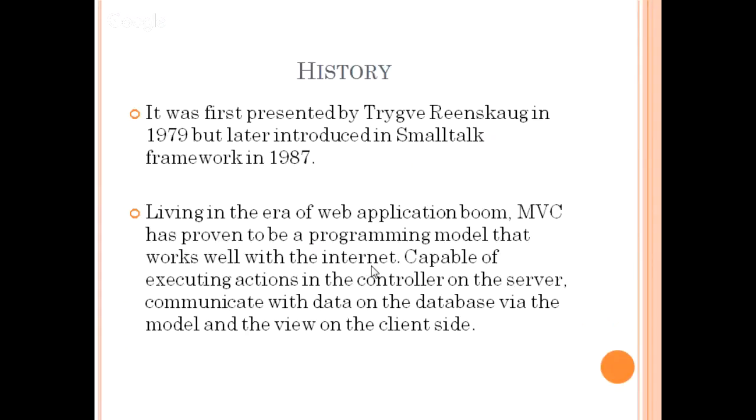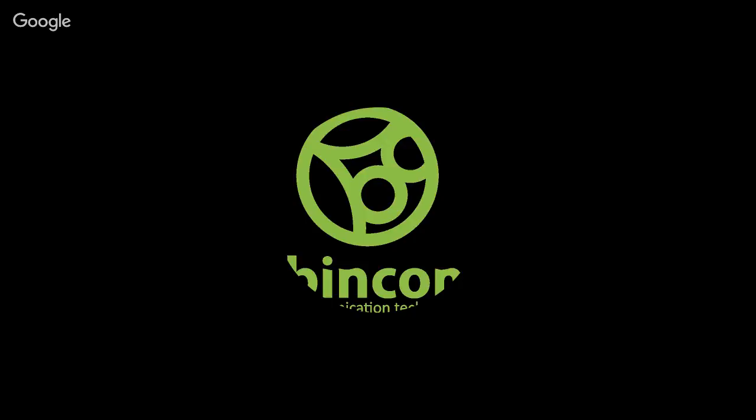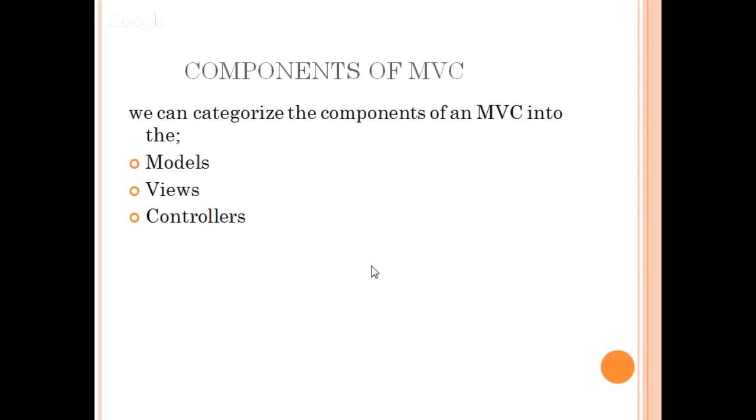So what are the components of MVC? MVC can be categorized into three components, which are clearly displayed on our screens: models, views, and controllers. We're looking at the functions of what all these components represent, or what they actually do.